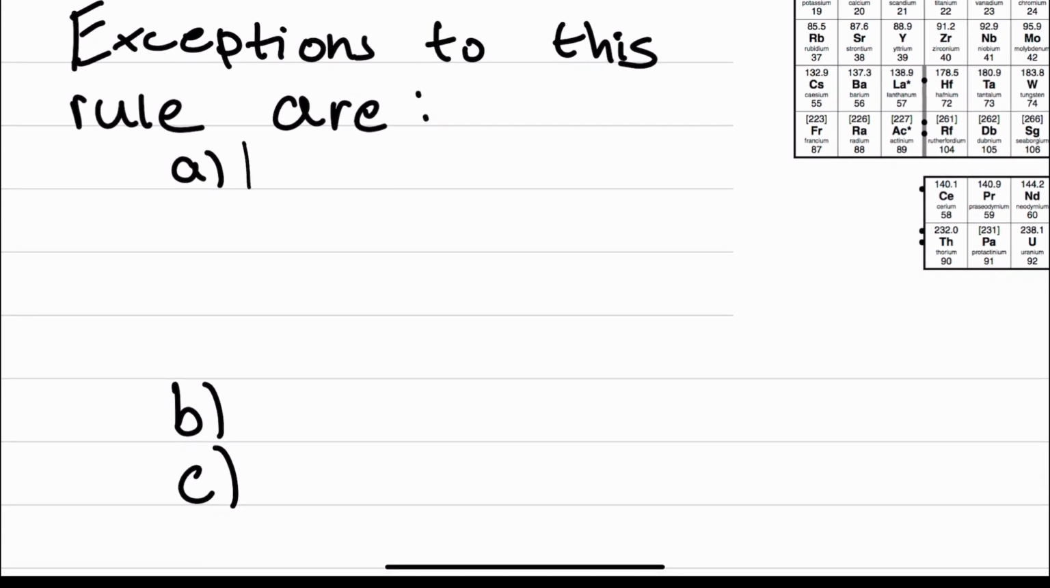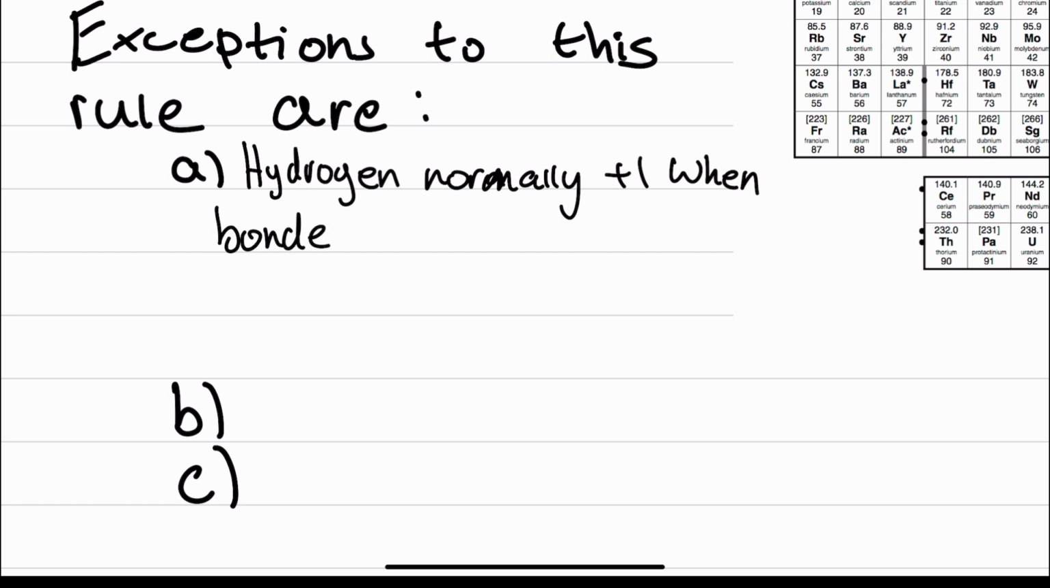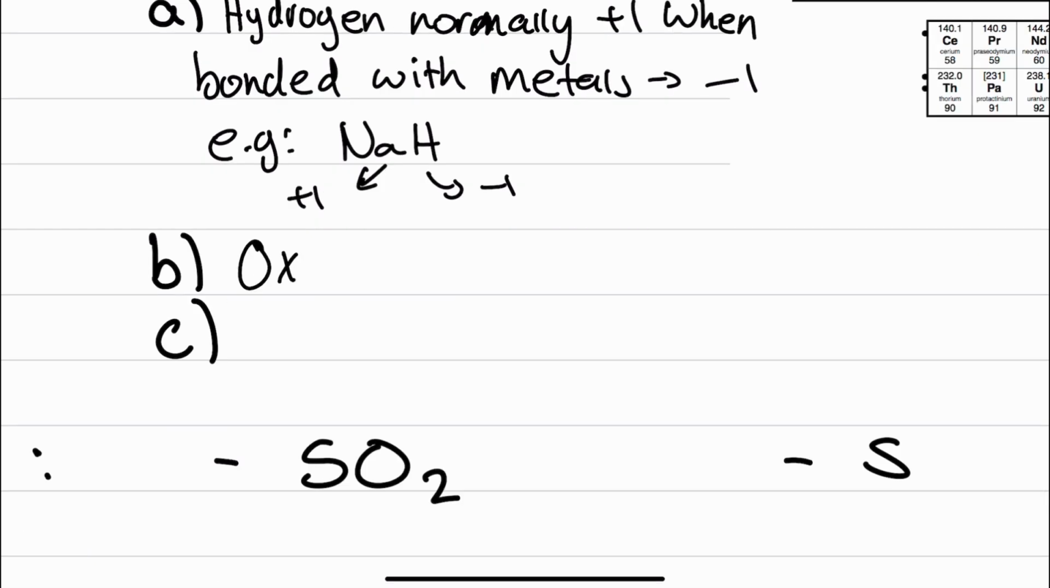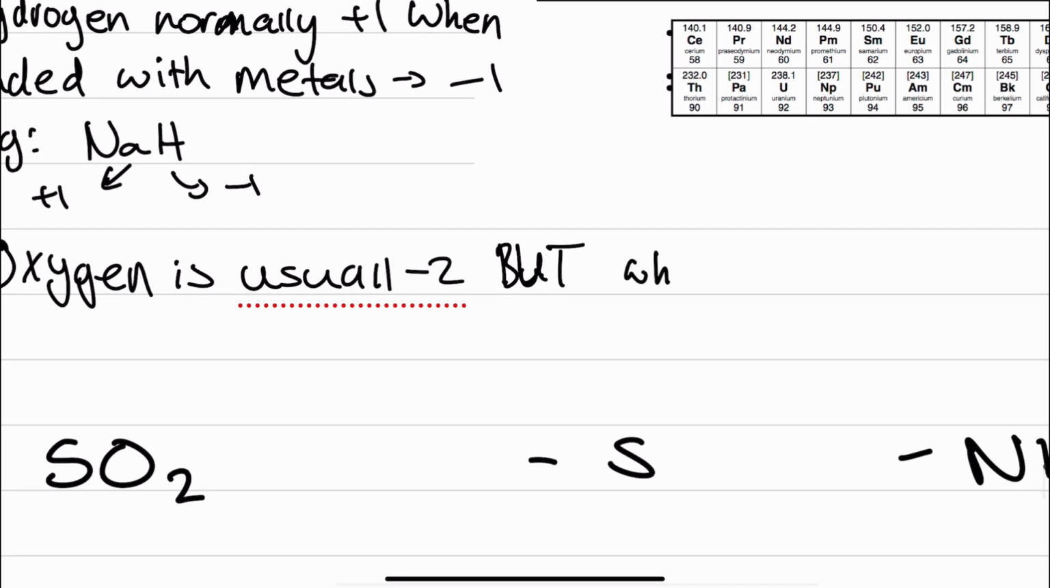The first one being that hydrogen, which is normally +1, when bonded with metals, becomes -1. An example of this being NaH. Sodium is +1 and hydrogen becomes -1. Now the second exception is oxygen is usually -2, but when in H2O2, it becomes -1.